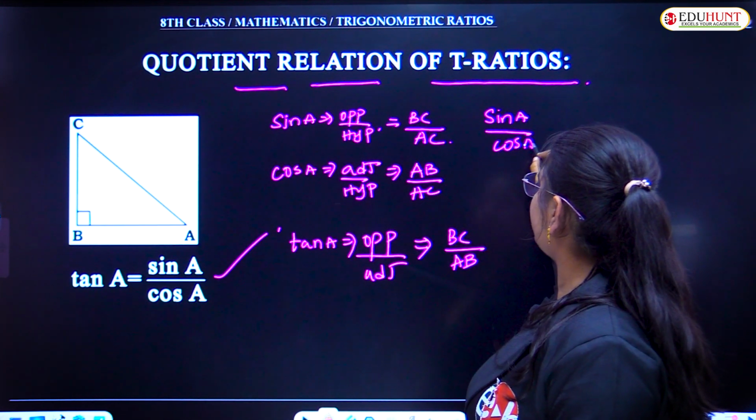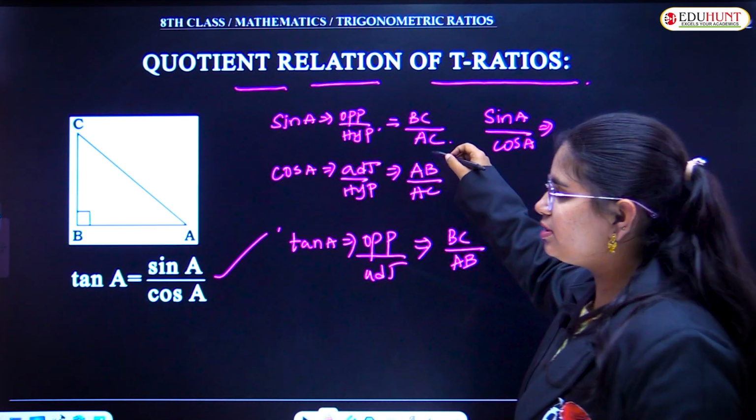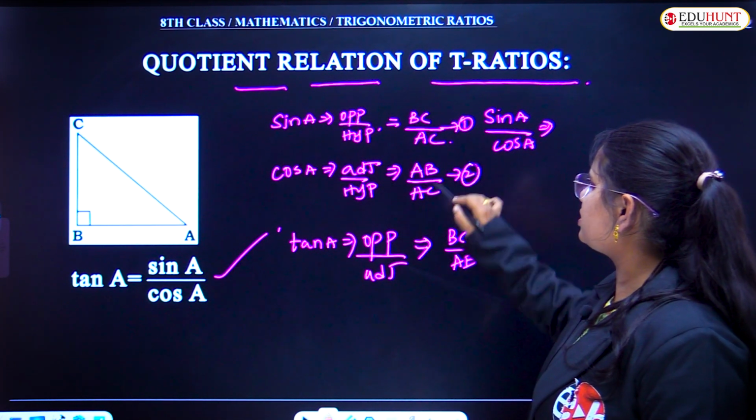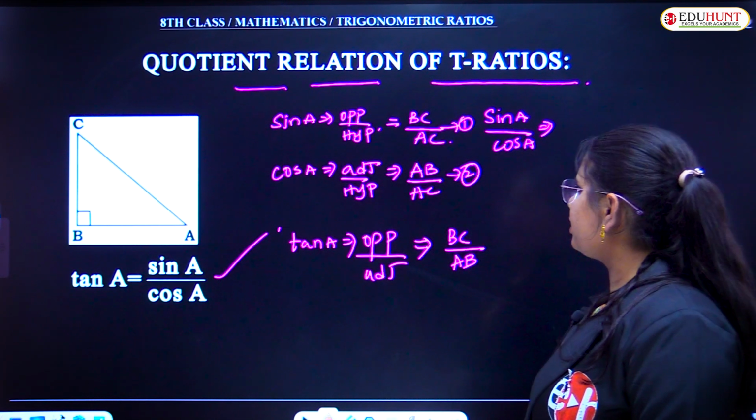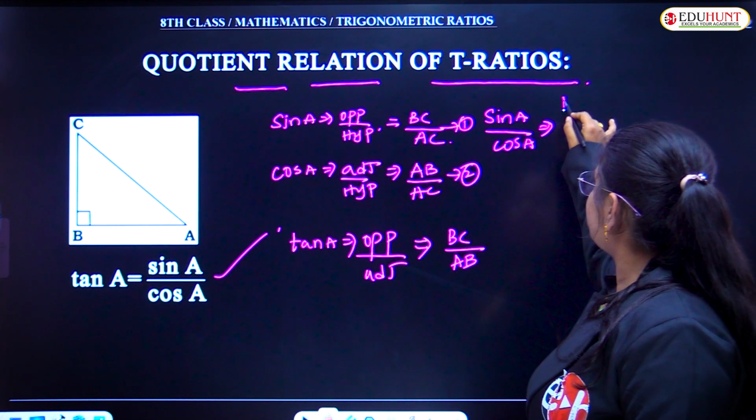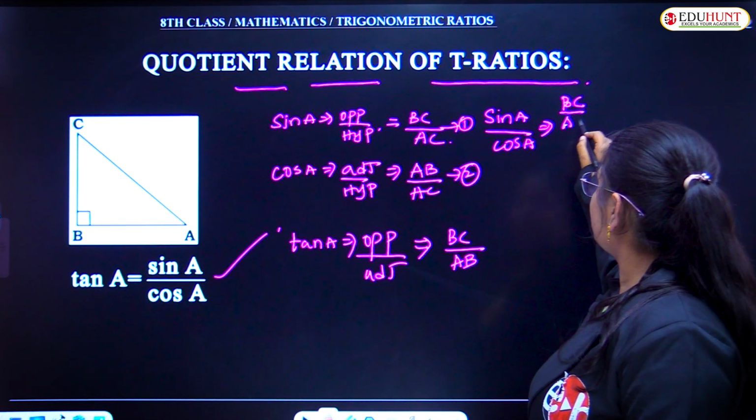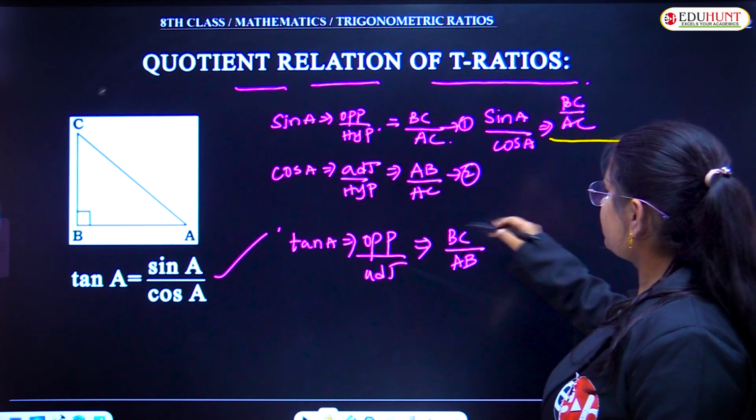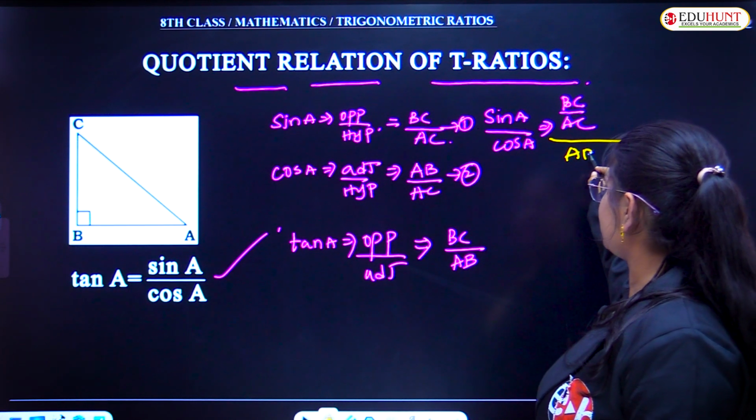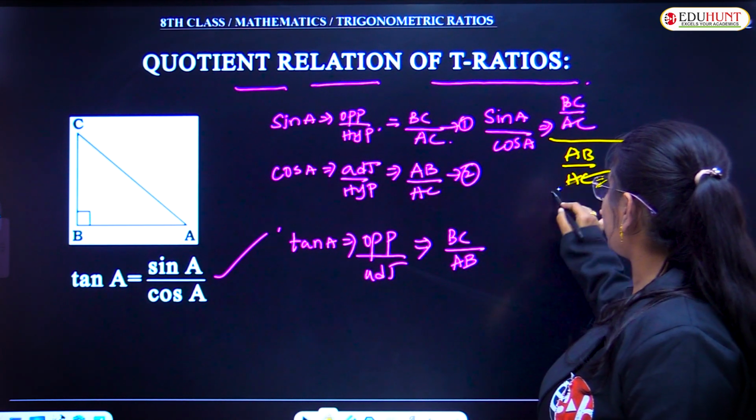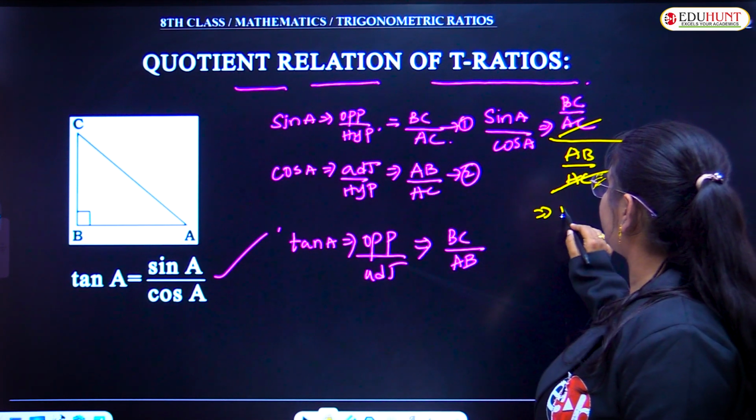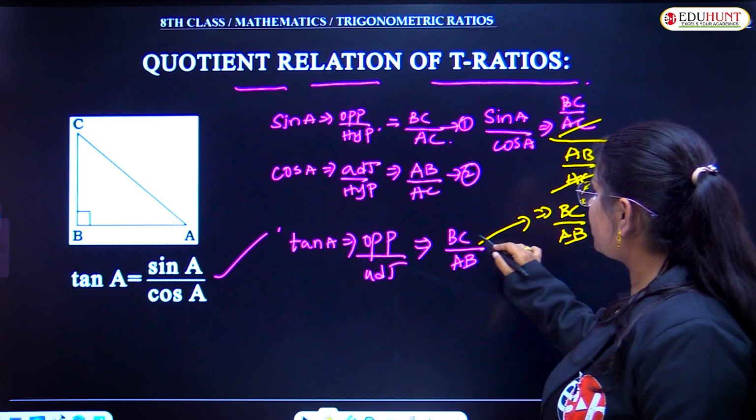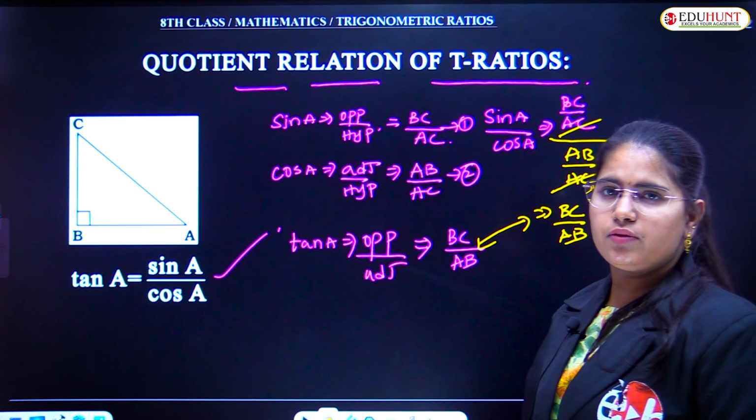So let's also divide sin A by cos A. What is the value of sin A by cos A you will get? Just divide equations 1 and 2. So what will you be getting here? Sin A is BC by AC and cos A is AB by AC. Am I correct? So cancel AC and AC. You will be left with BC upon AB. So are both equal?